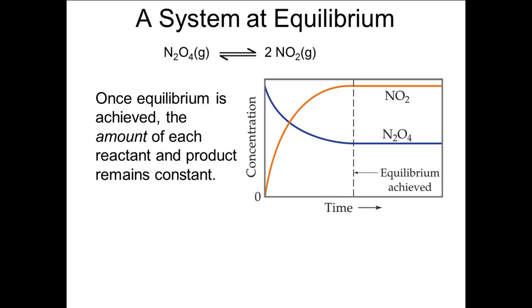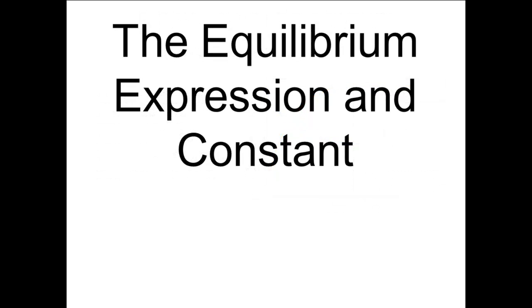Note that, as is true in this case, the concentrations of the two substances are not necessarily equal at equilibrium. In fact, they usually are not. We know that we have reached equilibrium when the concentrations stop changing. Because the concentrations of the substances remain constant during equilibrium, there is a mathematical equation that expresses that relationship and a number that relates the amounts. These are the equilibrium expression and the equilibrium constant.